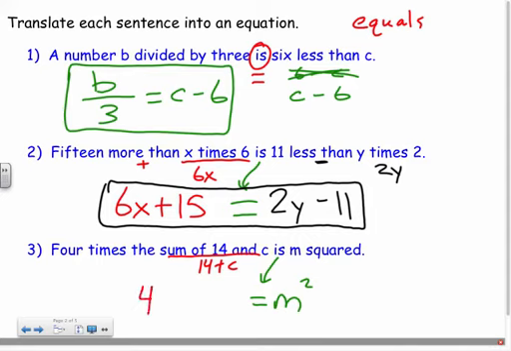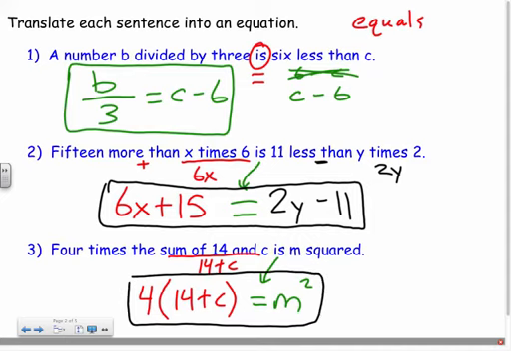I'm taking 4 times that entire sum. So that means I need to put that in parentheses because I'm taking 4 times the entire sum. It's not just 4 times 14 plus c, because then I'm not taking the 4 times the c as well. So we're not doing that. Got to put it in parentheses. And there you go, final answer.